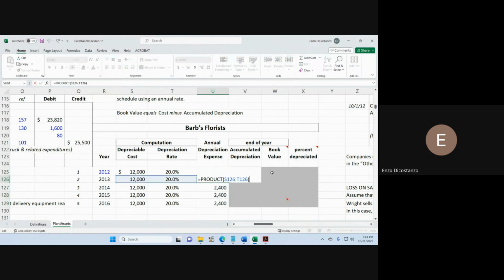So it'll be 2,400 every year. You're just taking 20% times 12,000, and you're just doing that every year. Okay, and bring the formula down and make sure you're formatted the appropriate way. We could do depreciation a couple different ways.